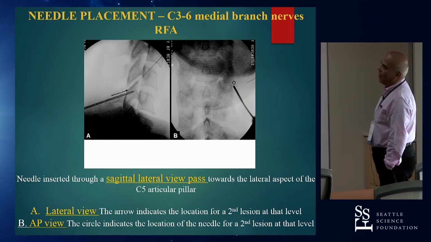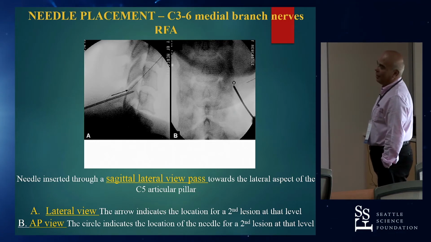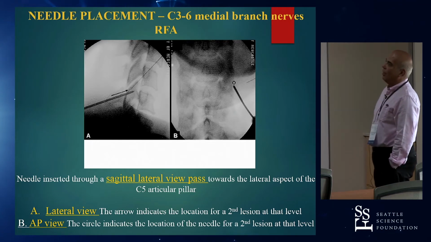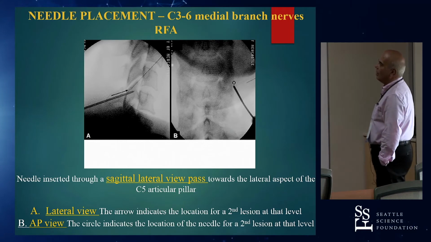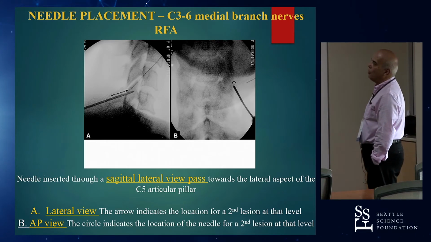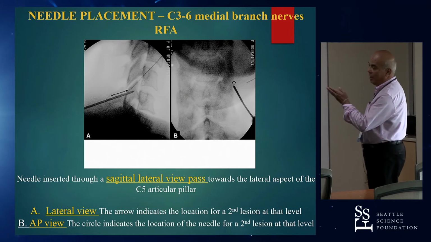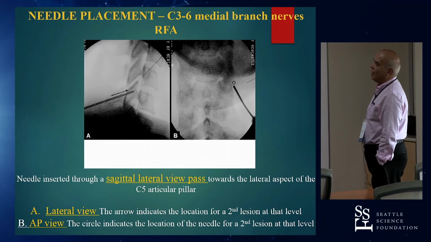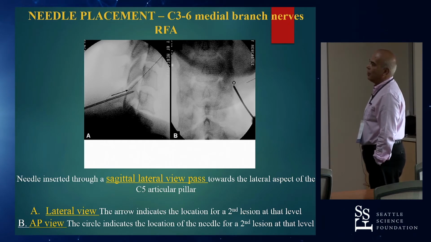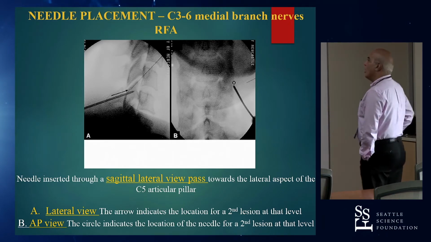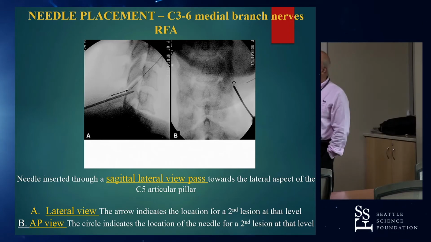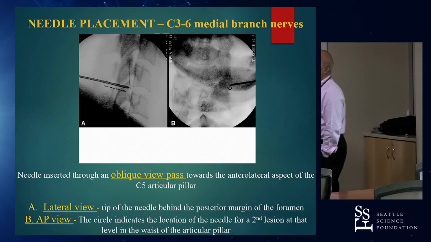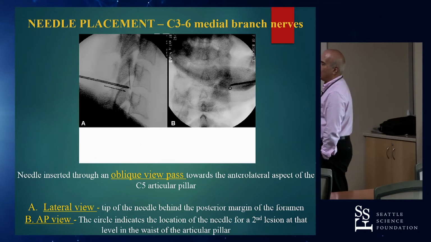And you have a second image of the same needle on an AP view with the circle that indicates where you can place the needle for a second lesion at that particular level. So this would be reaching your target using a lateral view approach, a sagittal approach, and the other views that I have shown you before were basically a similar procedure using an oblique view approach.